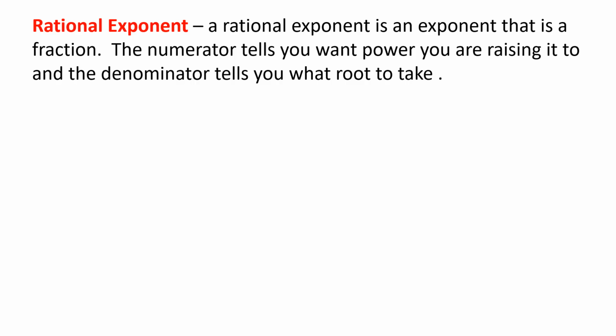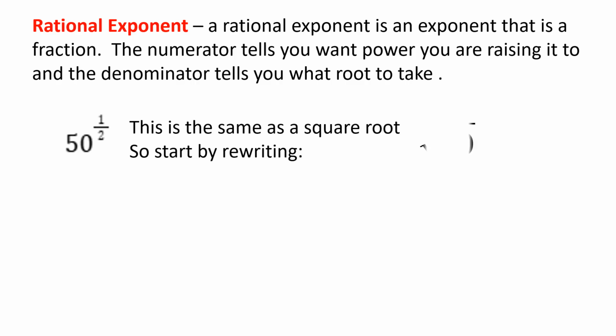A rational exponent is an exponent that is a fraction. The numerator, or the top part of the fraction, tells you what power you're going to raise the number to, and the denominator, or the bottom part, tells you what root you are going to take. So for instance, 50 to the 1/2 power says I'm going to take 50 and raise it to the first power, so that's still 50. But then the denominator says I'm going to take the square root of it. So it's the same thing as saying the square root of 50. So these are identical expressions.